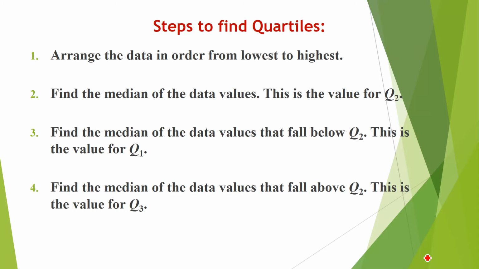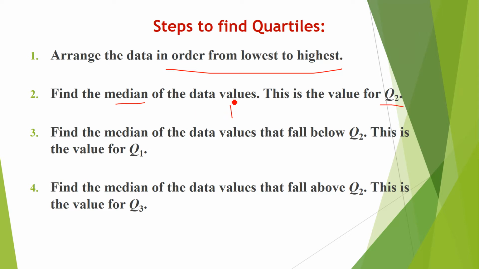How do we find the quartiles? Whatever data you have, first of all you have to arrange the data in order. If you do not arrange the data in order, you will not get the correct answer. So this is one of the most important steps. First you have to arrange the data, then find the median. The median is also called Q2. What is the median? The center value of the data is called the median.